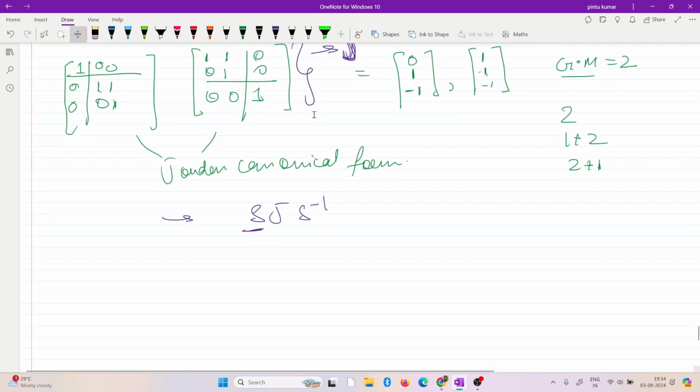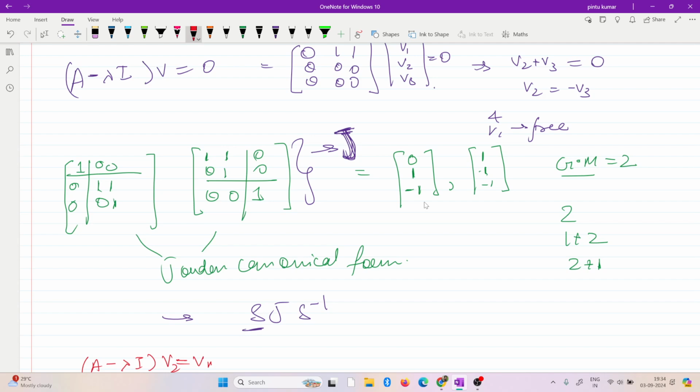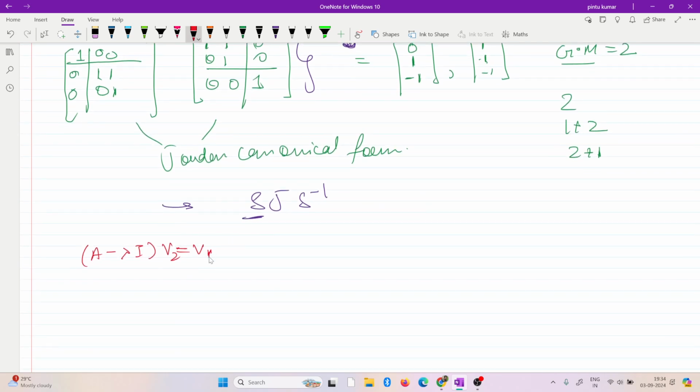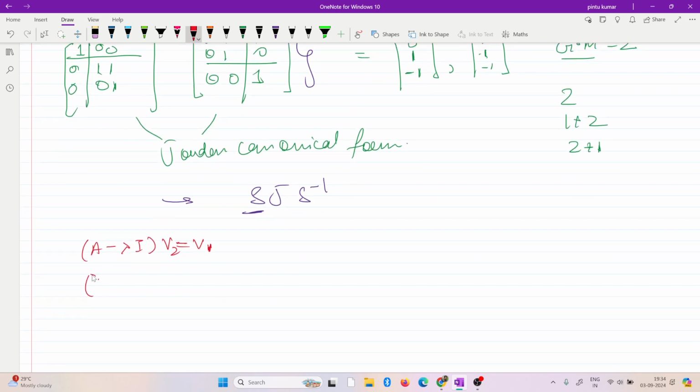So what we want is (A minus lambda I) v2 is equal to v1. Now let's take any one of these eigenvectors, we will obtain a generalized eigenvector. So what is A minus lambda I? Lambda is 1. So this is 0, 1, 1, and rest of them is 0. So this is 0, 1, 1, 0, 0, 0, 0, 0, 0, times v1, v2, v3.